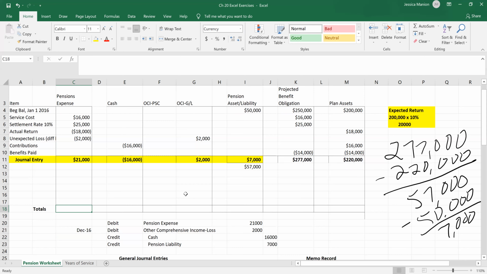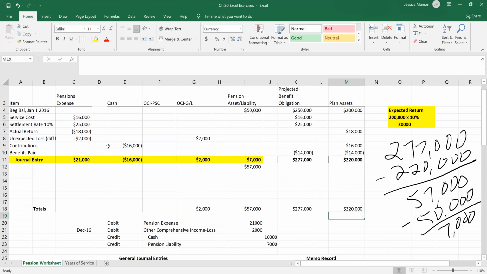We did our journal entry. And so these accounts, the balance will go on, we need the total. We're going to carry this balance down. We're going to carry down the 57,000 to the next worksheet. And then we're carrying down each one of these: projected benefit obligation, plan asset. So those are the numbers that are going to carry down to now year 2.